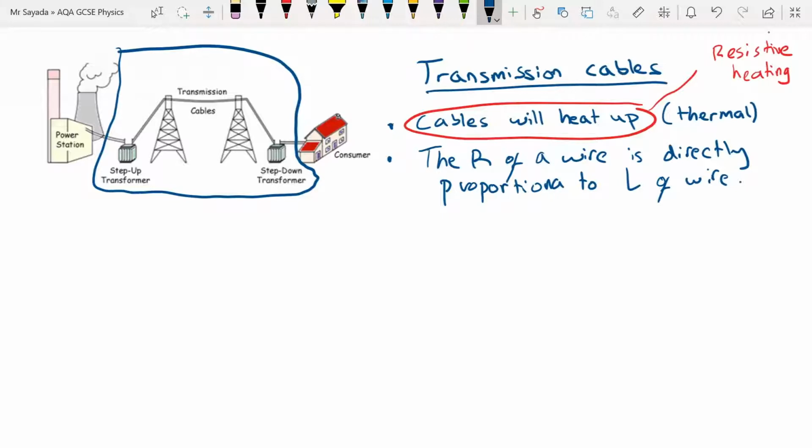The reason why it's a problem for these cables to heat up is that if the cables heat up, energy is going to be transferred to the surroundings. Energy is going to be dissipated. Energy is going to be wasted. We don't want to waste this energy. We want this electricity to be transferred to the homes with as close to 100% efficiency as possible. So we're going to have to do something about this. We're going to have to try and reduce this amount of resistive heating. And the way we do that is by thinking about this formula here.